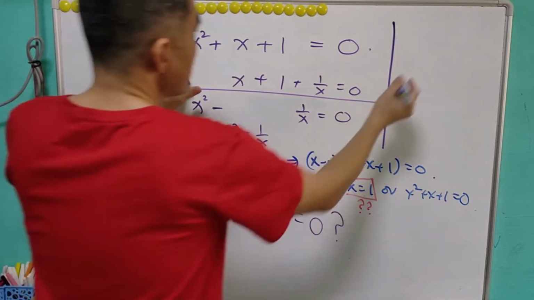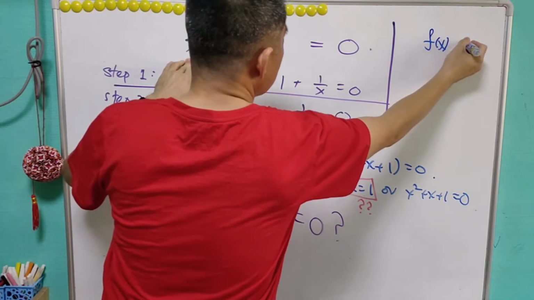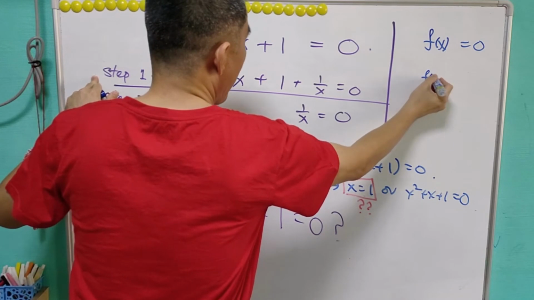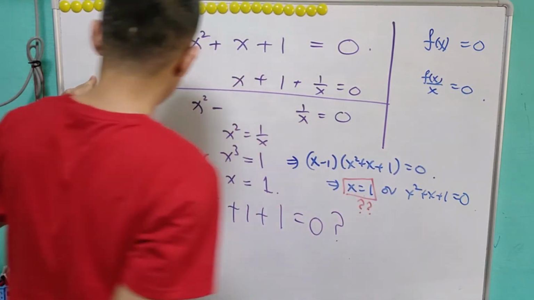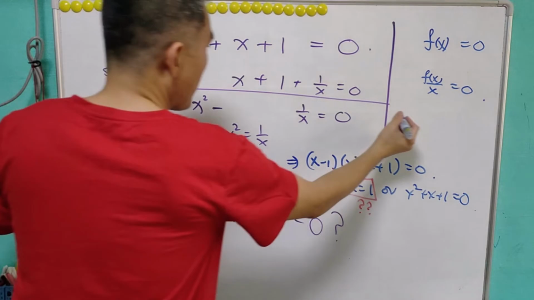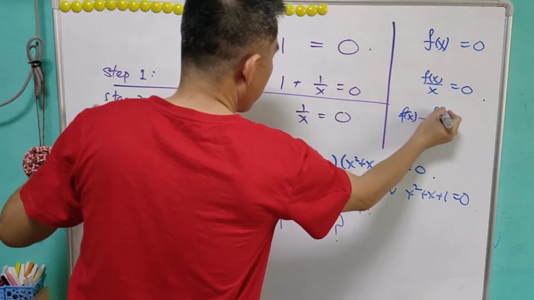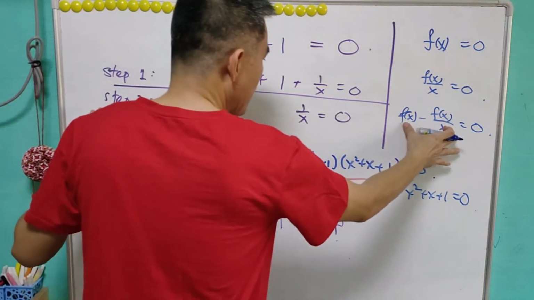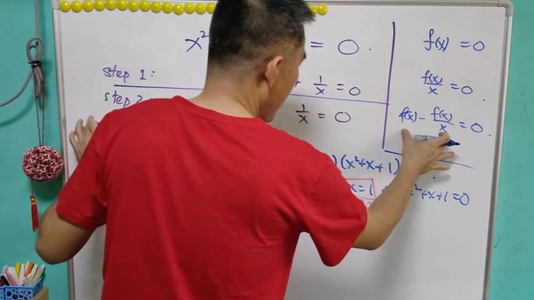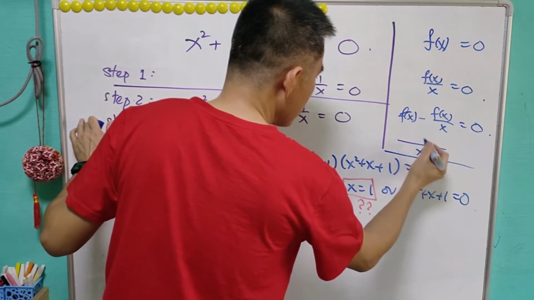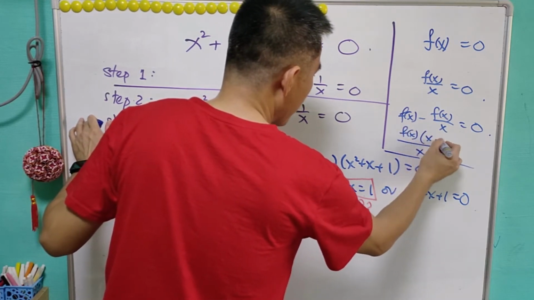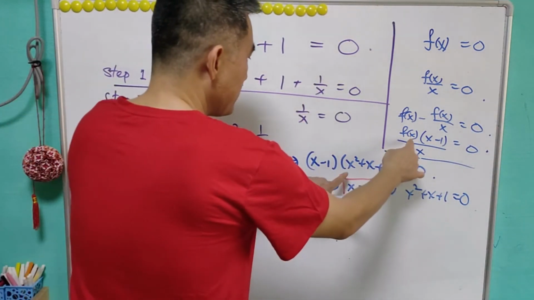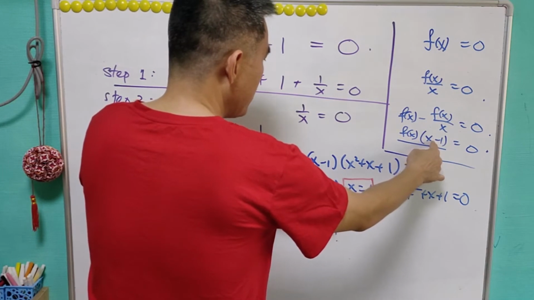We can simply say that this is f(x). f(x) equals 0. And from step 1, we actually say f(x) over x equals 0. And from step 2, we take f(x) minus f(x) over x equals 0. And from here, we can simplify a little bit, and we will have x times f(x) times (x minus 1) equals 0. And from here, we actually get f(x) equals 0 or x minus 1 equals 0.